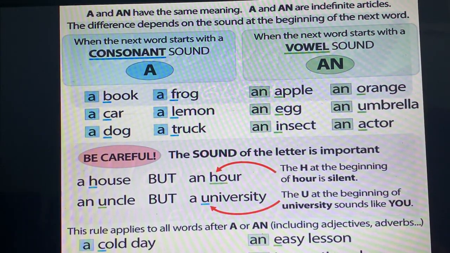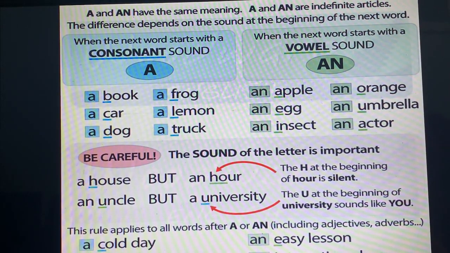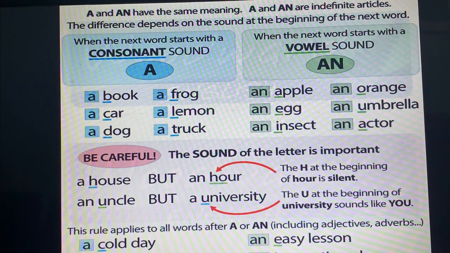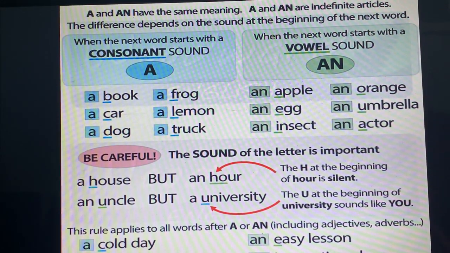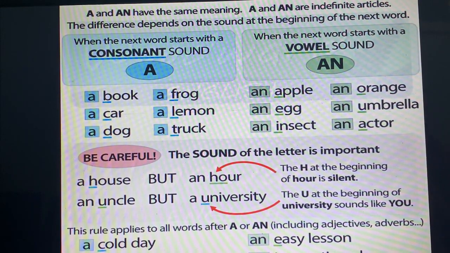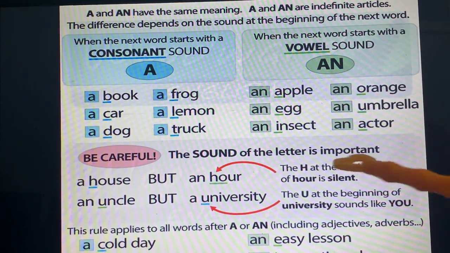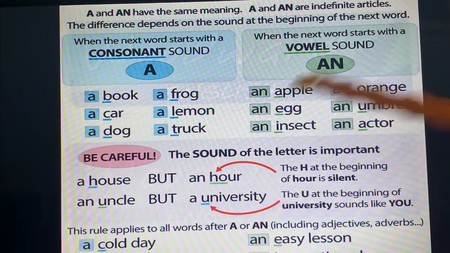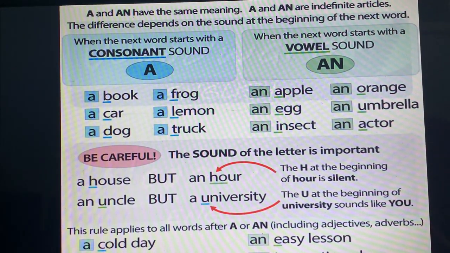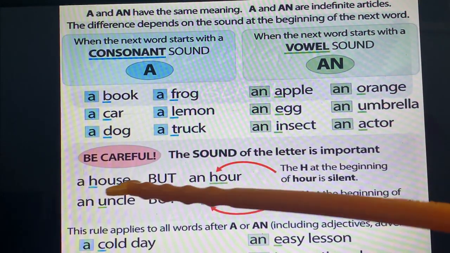I hope you all have understood this, the difference where we use a, where we use an. Now what you have to be careful about, the sound of the letter is important. Again and again I am telling you, the sound of the letter is very important. So in this, a house, the H sound is coming. So we have used a house.